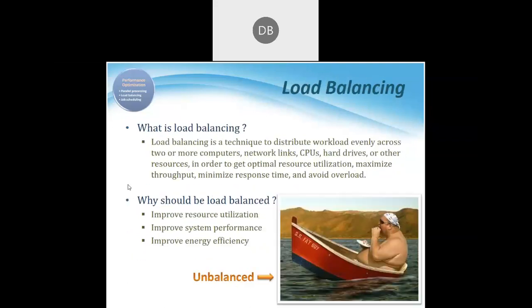Symmetric multiprocessor is there, vector processing is there, distributed computing. By using all of these, parallel processing can be done at a hardware level. Also, there are certain parallel programming languages by which you can implement the parallel processing at the software level.